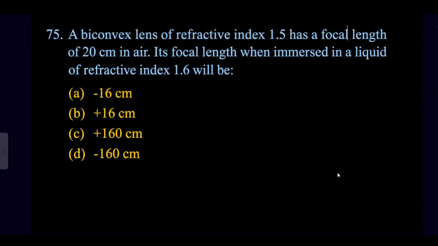Initially, focal length is given as 20 in air. So we can say this as 1 by 20, which is equal to (refractive index 1.5 minus 1) into (1 by R1 minus 1 by R2).